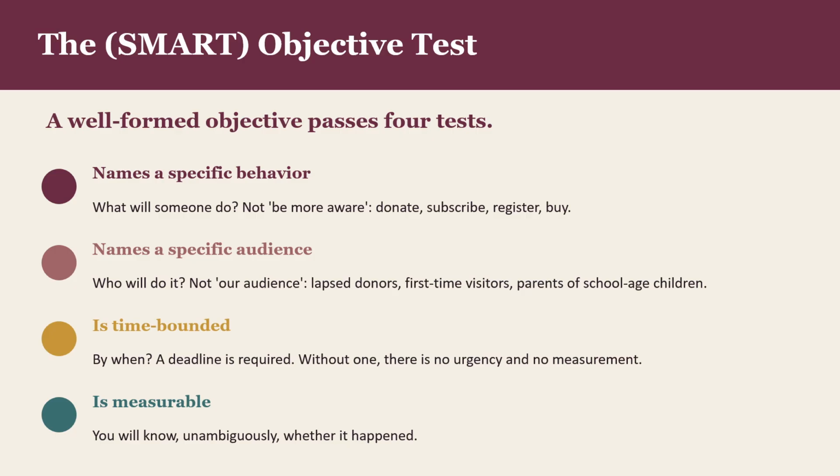Specific behavior. The objective names what someone is going to do. Not what they feel or what they think, but what they will do. Donate, subscribe, register, buy a ticket, apply for membership. A specific audience. The objective names who that specific audience is. Not your general audience. That is much too broad. Go at least 1 level down. Mid-level donors who gave last year but haven't given this cycle. First-time visitors who came to our free summer series. Parents of students in our education program. Those are specific audiences.